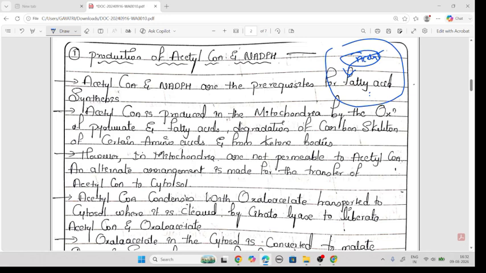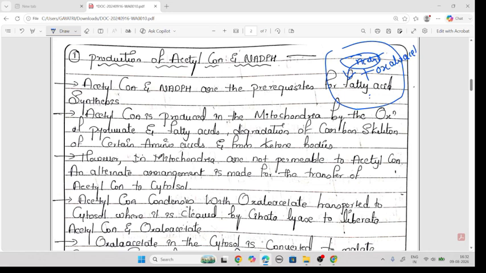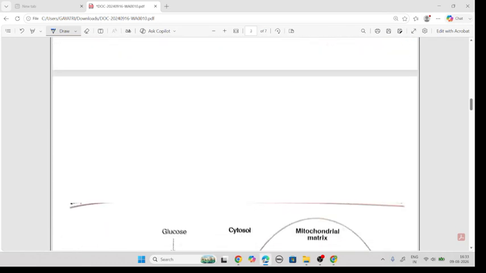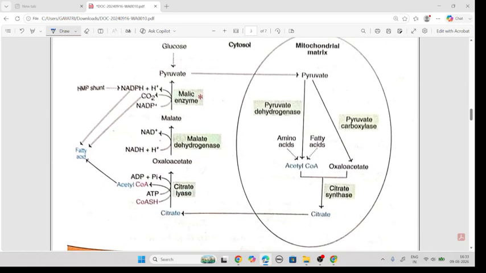How? The acetyl CoA is condensed with oxaloacetate to form citrate within the mitochondria, and that citrate is easily permeable through the mitochondria. So citrate is nothing but the combination of acetyl CoA and oxaloacetate. It easily comes out of the mitochondria and reaches the cytosol. See this picture and you can easily understand it.